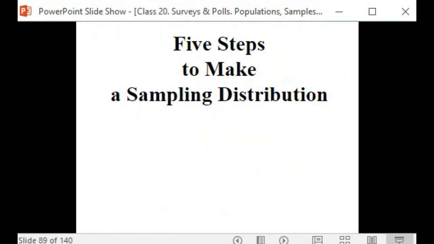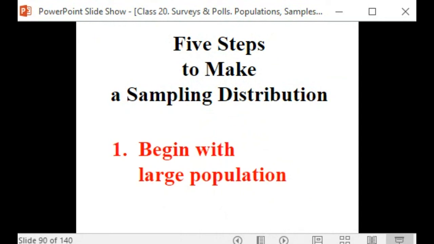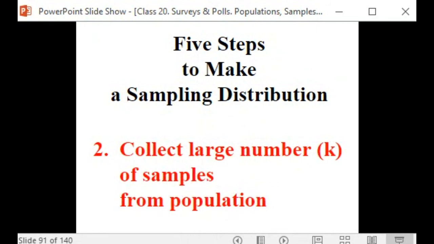Okay, now let's talk about how to make a sampling distribution. There are 5 steps to make a sampling distribution. First, we begin with a large population. Let's say it should have 1 million or several million individuals in it. So when we talk about the state of East Virginia with 8 million voters, that's large enough, and that'll be our population. Second, we collect a large number of samples from this population. The number of samples is called K.